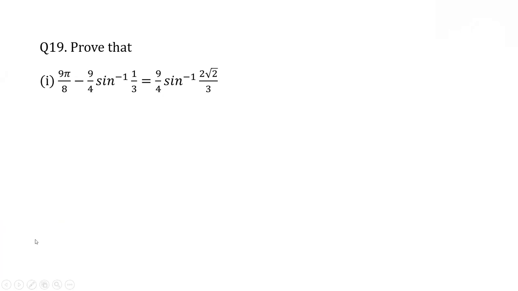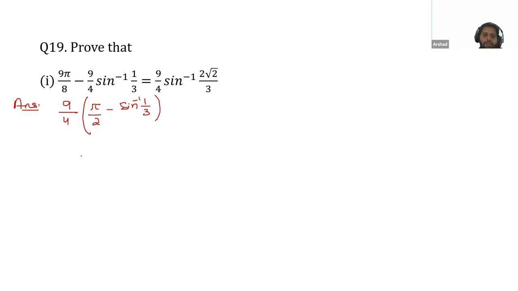Sir, first we can take 9 by 4 common and cancel it. Very good. But we need to prove. Okay, so we'll not cancel it. We need to prove LHS is equal to RHS. So this is correct that we will take 9 by 4 common. So here we will get pi by 2 minus sine inverse 1 by 3. Okay. Now, Atif, can you tell me the next step?